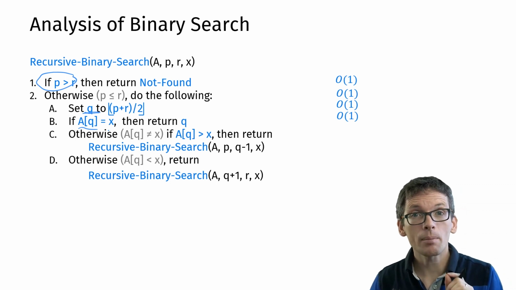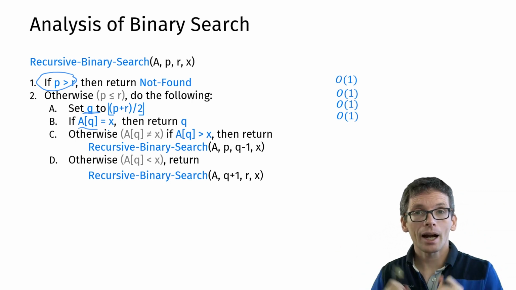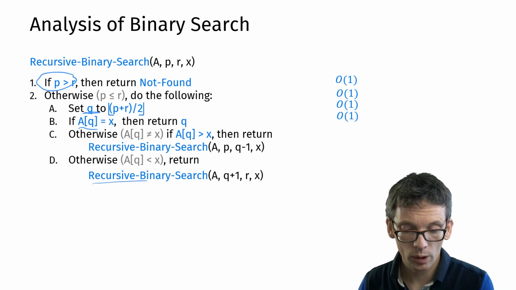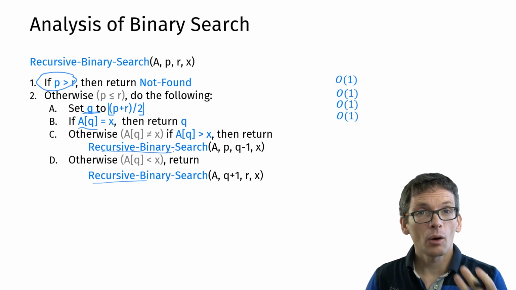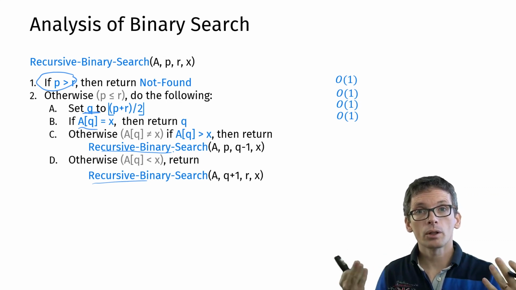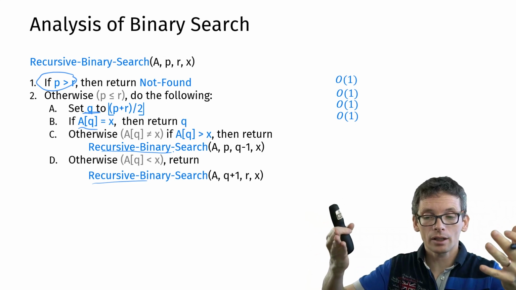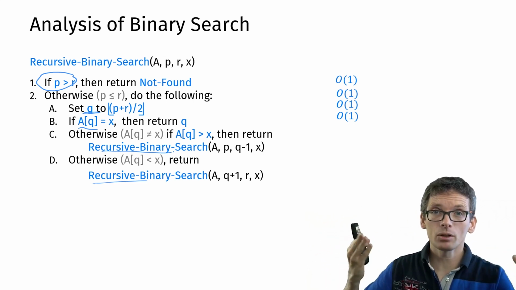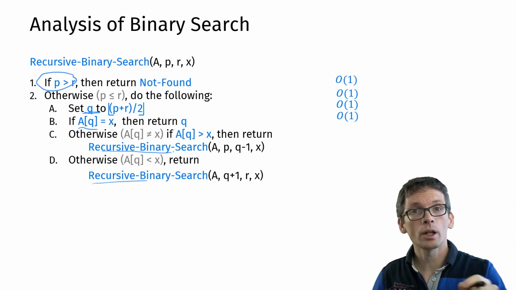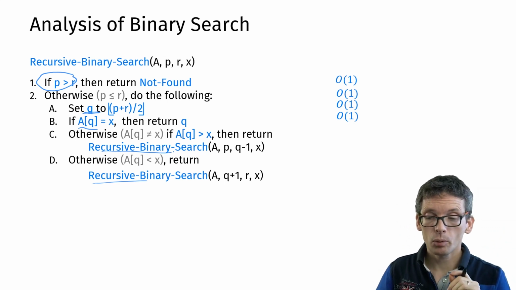But now comes the tricky part. The tricky part is that we're now going to recursively call the algorithm either on the left half or on the right half. So those are these two recursive calls. Now we don't know how long those take because we wanted to find out how long recursive binary search takes. So we want to analyze the running time of recursive binary search, but for that we need to know the running time of recursive binary search. But luckily we only need to know it on a smaller sub-array, because what is happening here.